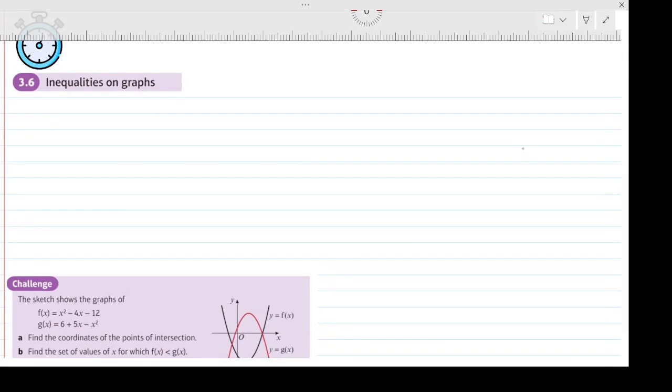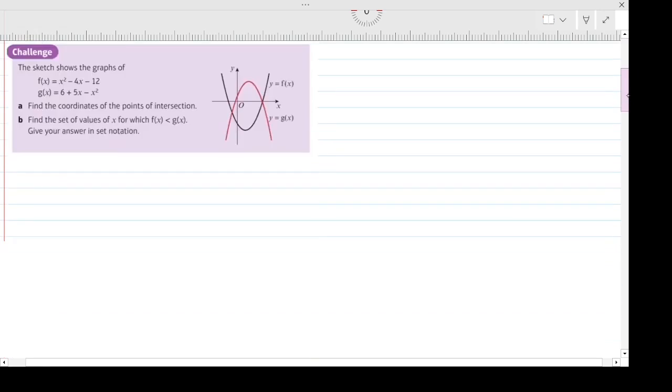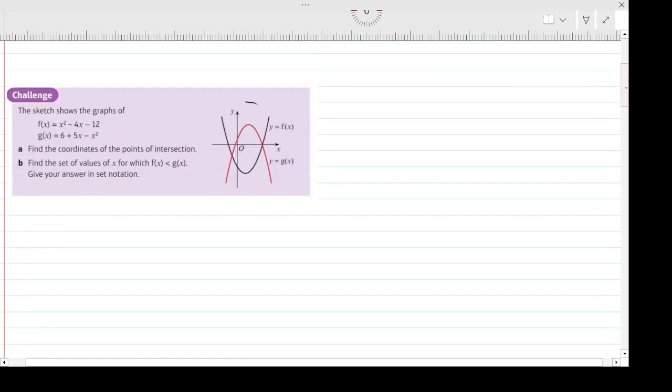Hello, so we need to be able to deal with inequalities on graphs, which basically means when one curve is on top or below another. This is a good example to show that, okay? So with this example first, we need to find the points of intersection of the two graphs.